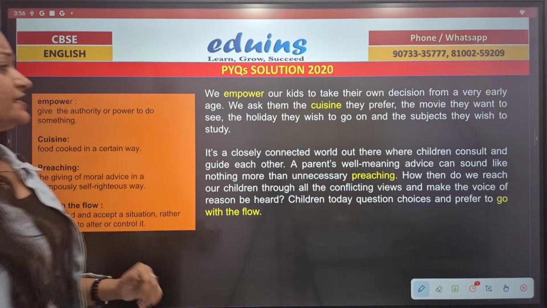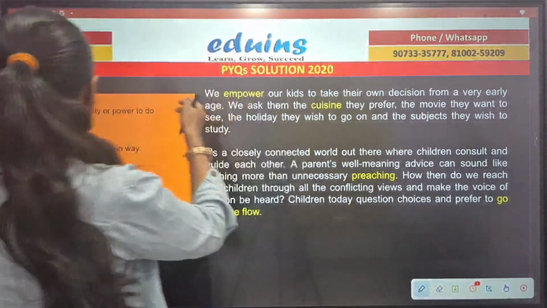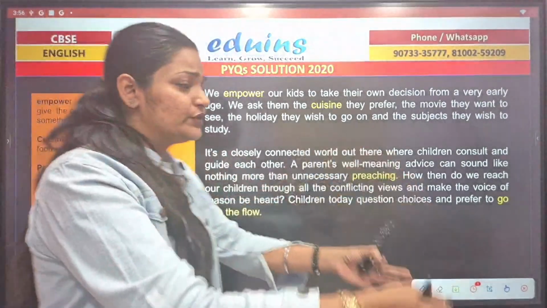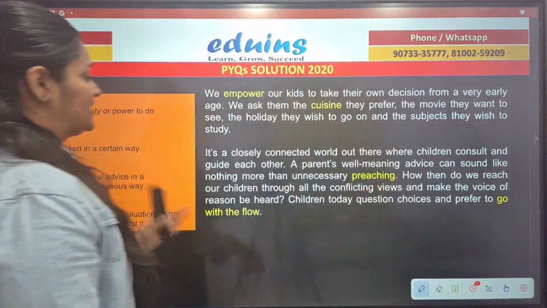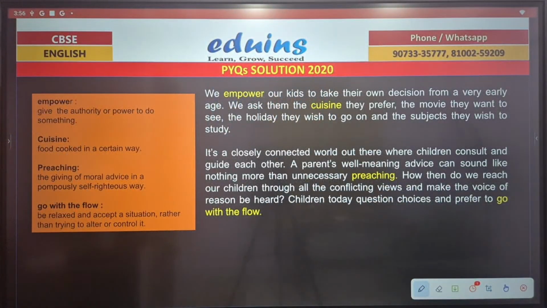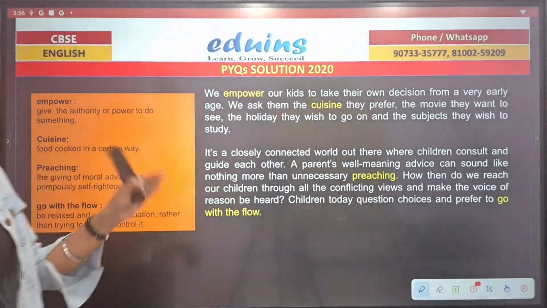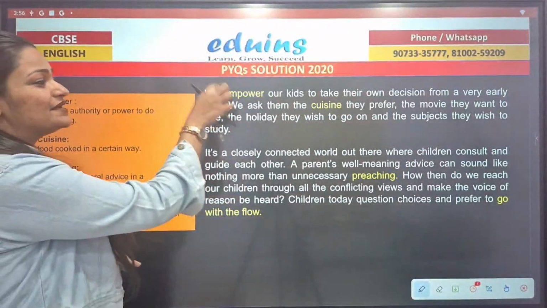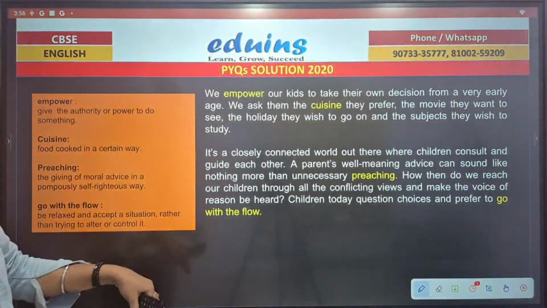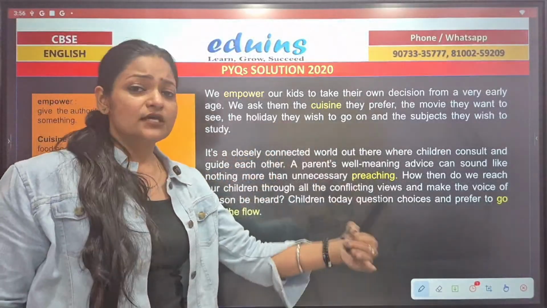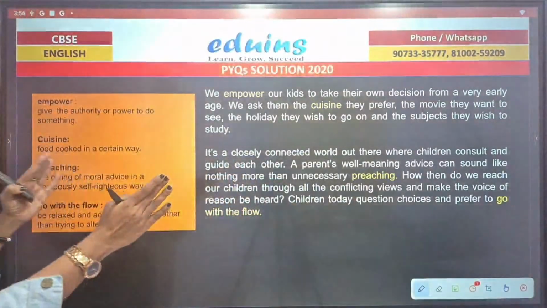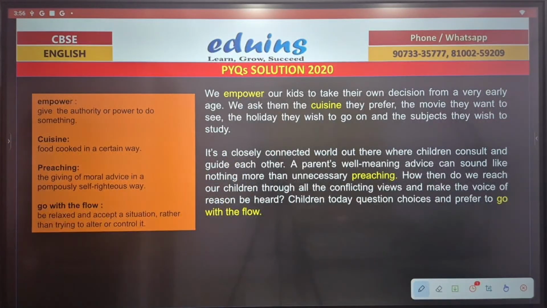Now, it is closely connected. We empower. Empower means to give the authority or power to do something. So you are giving someone authority or power to do something, and that's how we empower our kids to take their own decisions from a very early age. Now, this is the present situation, today's situation, where we give our kids the choice: that's also your decision, you can take your decision. This is the difference between 20 years ago and now.